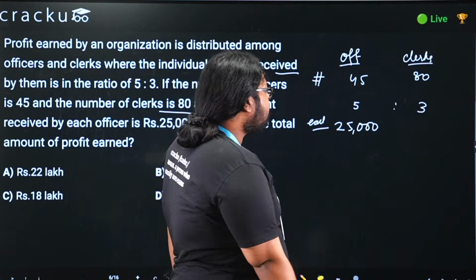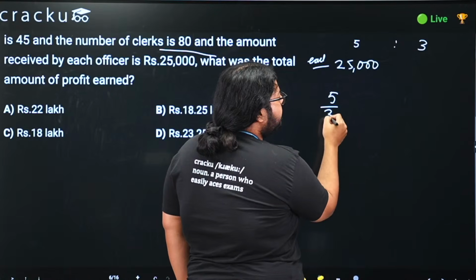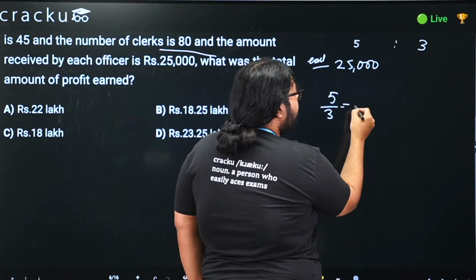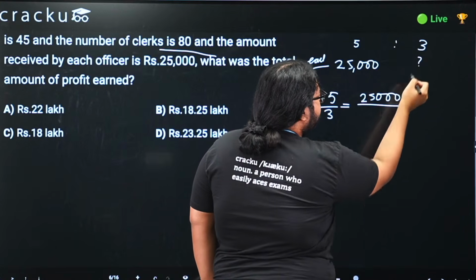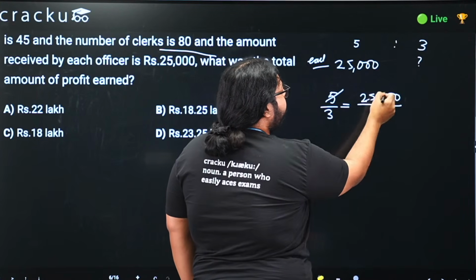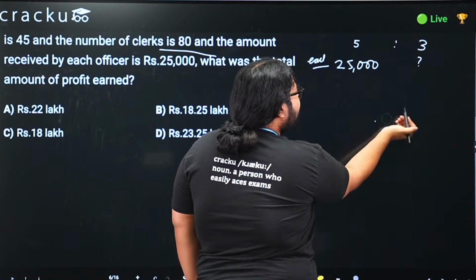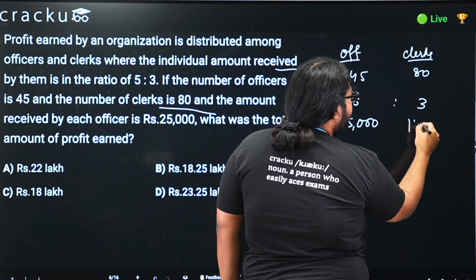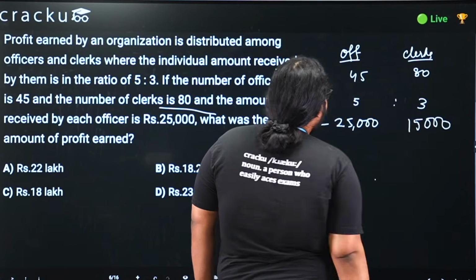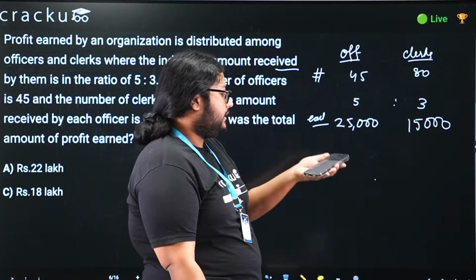We can figure it out like this: 5/3, the same proportion will divide, right? This should be equal to 25,000 by whatever this is. So this will be 5, so this should be 15,000. We could easily calculate that also. So each officer is receiving 25,000, each clerk is receiving 15,000.